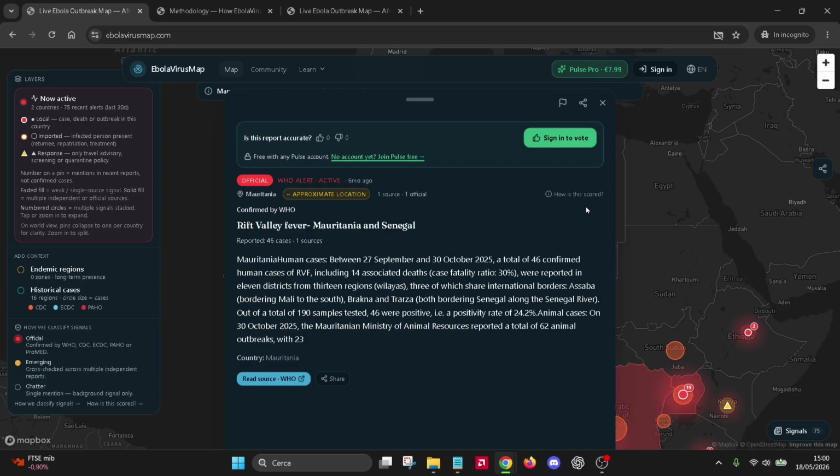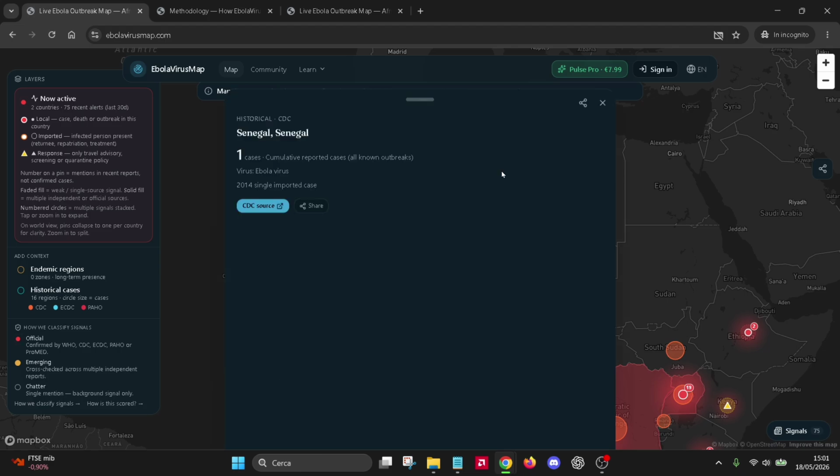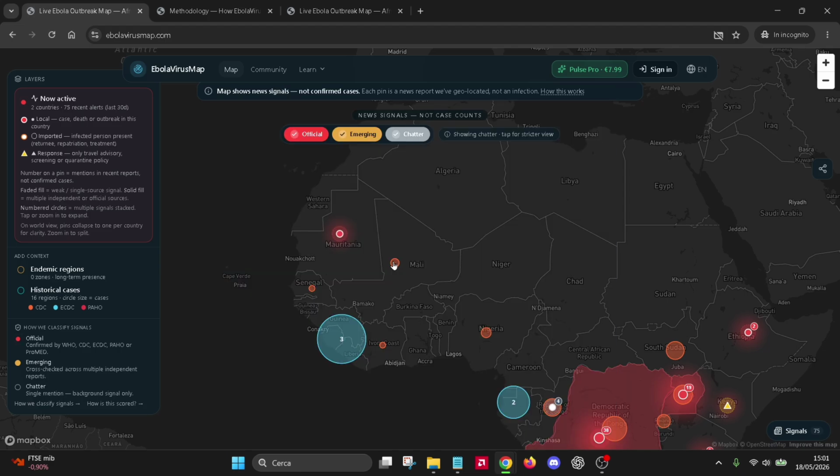This is why mapping tools are so useful. They reveal not only where signals are emerging, but also how geographically concentrated or dispersed they are. A cluster of reports in one district may suggest a localized event. Signals appearing across borders may indicate regional concern. The visual context can often be more informative than raw numbers alone.